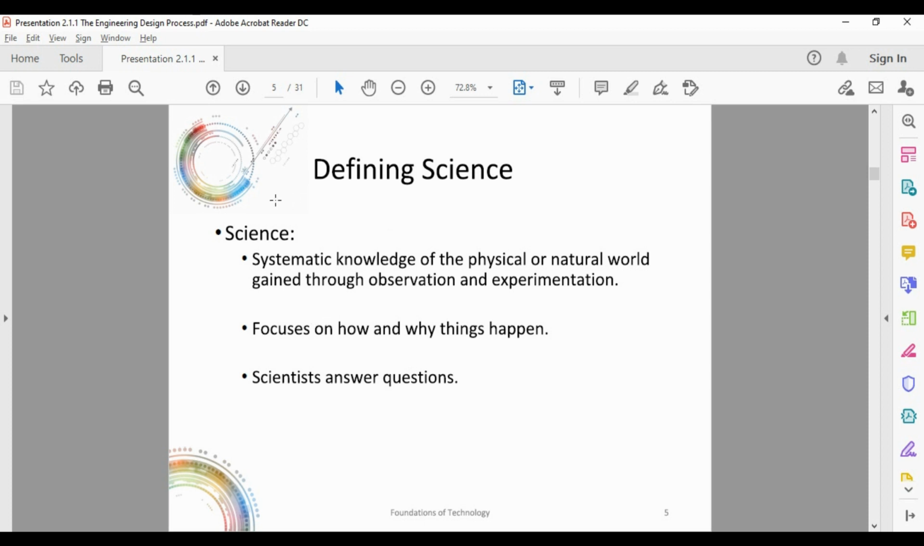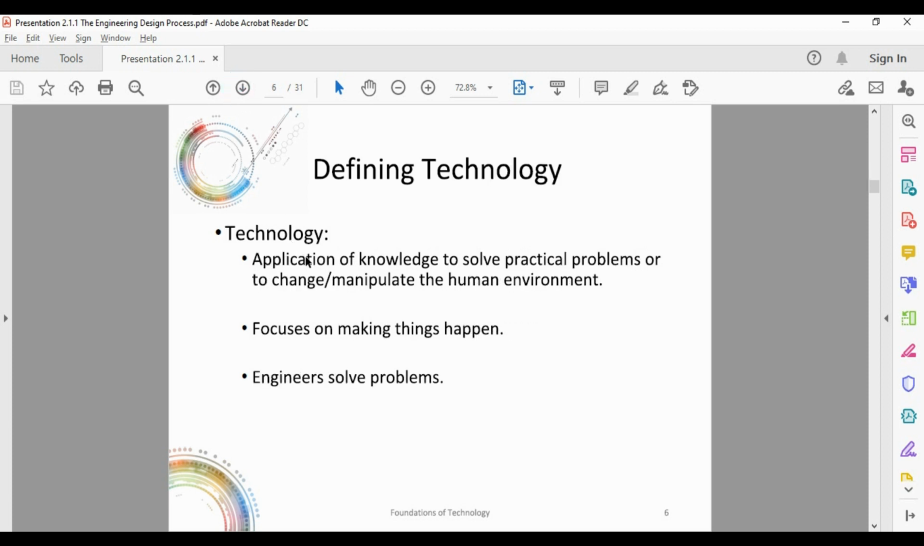But let's define this a little bit further. Science is systematic knowledge of the physical or natural world that is gained through observation and experimentation. It focuses on the how and the why that things happen. And the scientists are there to answer these kinds of questions that come up. Why does something operate the way it does?